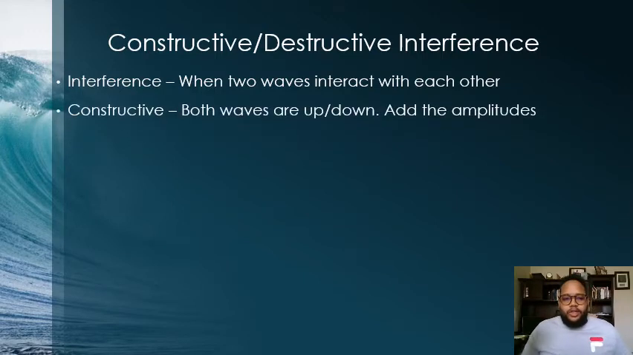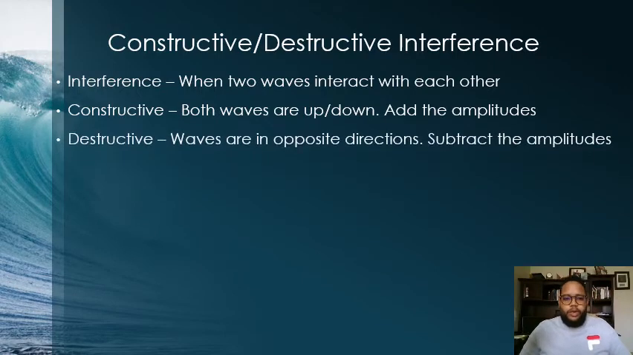If it is a constructive interference, then when two waves interact with each other, both waves are either up or they're down, and you're going to add the amplitudes. When they're destructive, they're in opposite directions. So one is up and one is down. They hit each other. You subtract the amplitudes.